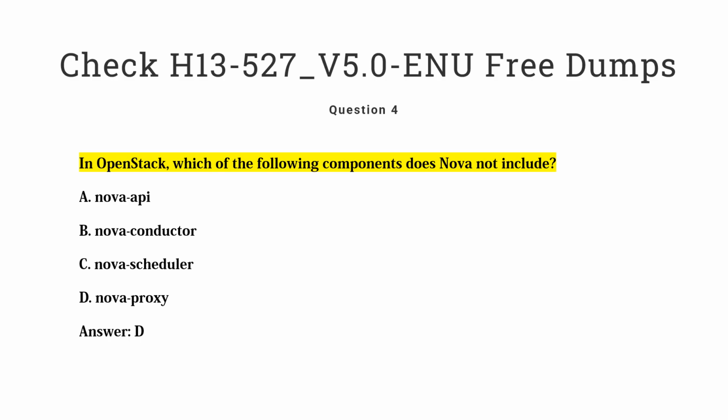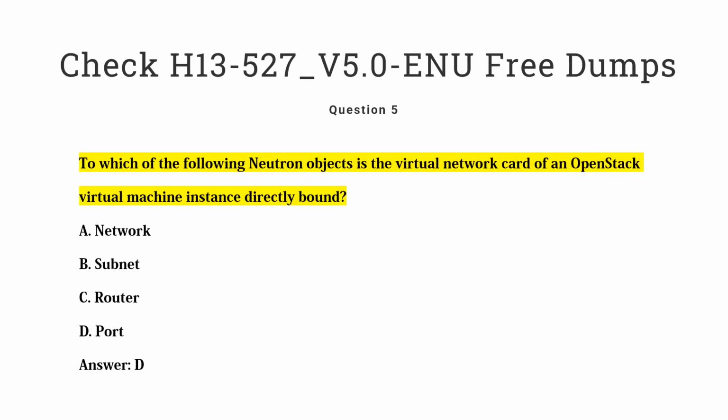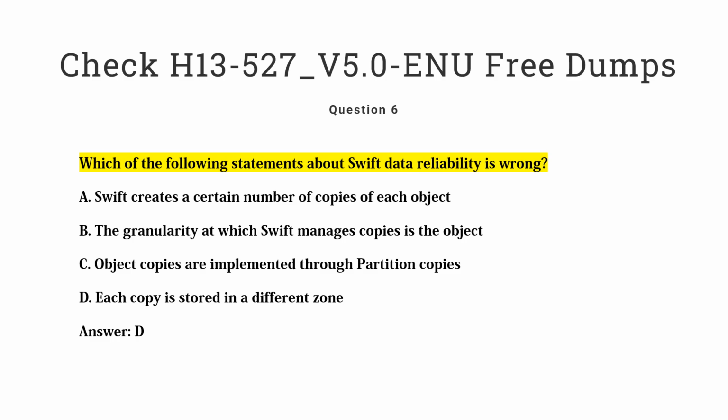4. In OpenStack, which of the following components does Nova not include? A. Nova API. B. Nova Conductor. C. Nova Scheduler. D. Nova Proxy. Answer: D. 5. To which of the following neutron objects is the virtual network card of an OpenStack virtual machine instance directly bound? A. Network. B. Subnet. C. Router. D. Port. Answer: D.